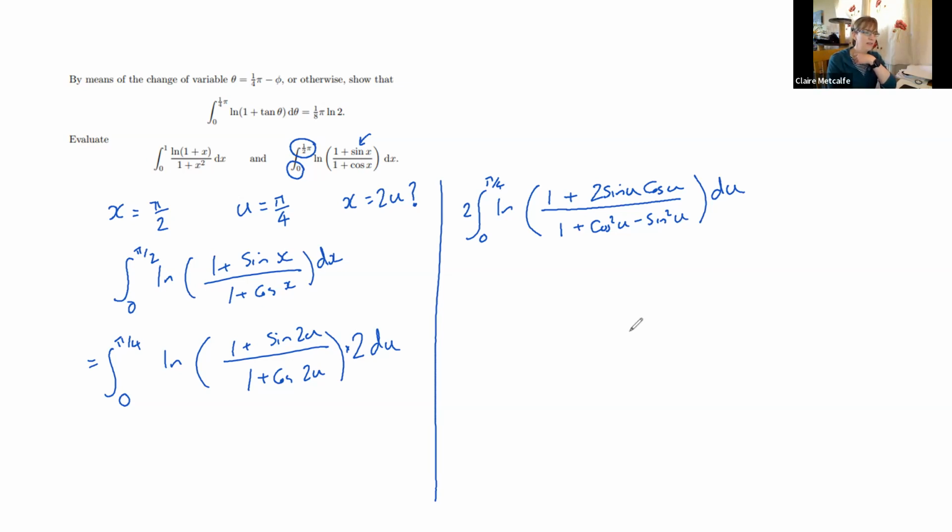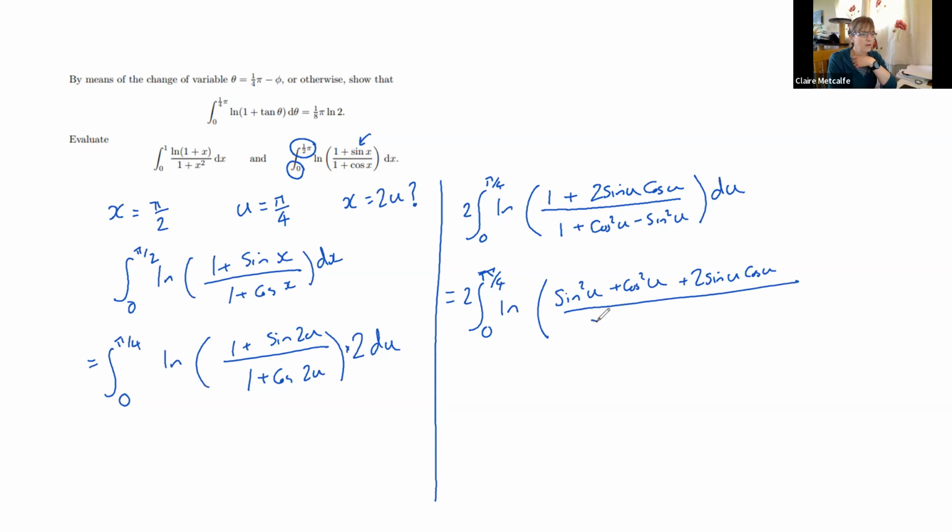Okay, looking at this, it doesn't look very nice yet. But what we can do is rewrite the 1 in a creative way to make our life better. 1 is the same as sine squared u plus cos squared u. So I'm taking that 1 and writing it as sine squared u plus cos squared u. It's an identity, we can do that.